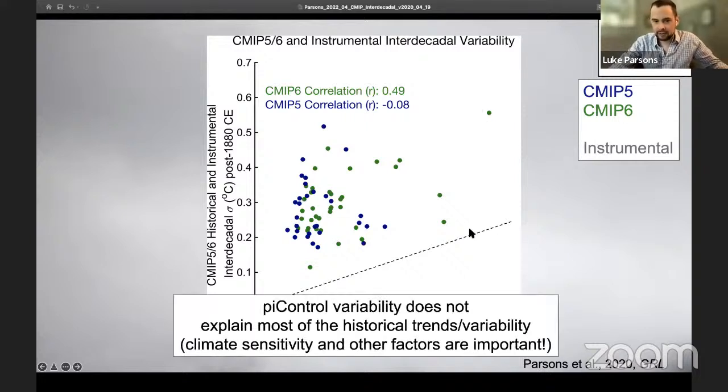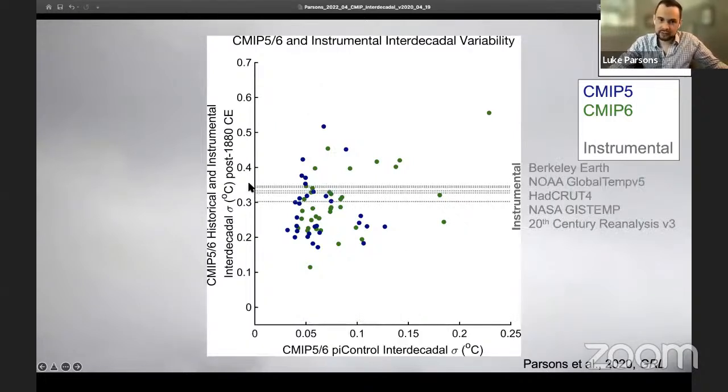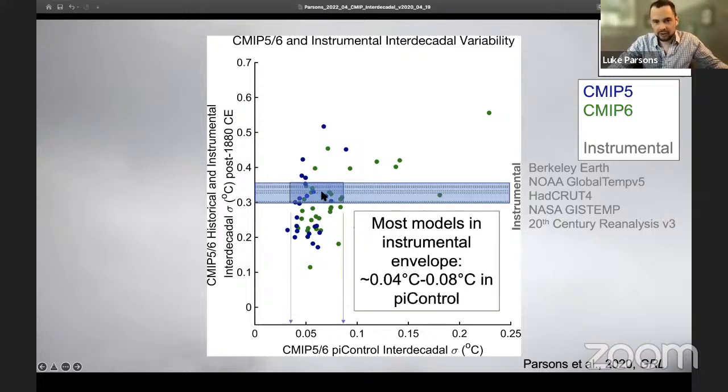So the control run variability doesn't really explain most of the historical run trends plus variability. Clearly, climate sensitivity and other factors are really important. We can't really use these, I think, as some sort of constraint. And let me help hammer this point home. Let me put the instrumental data here. So if we look at the standard deviation of interdecadal global mean climate variability plus the warming trend, this is where our instrumental data fall here. And so you can see that some of these climate models really group up within the envelope of instrumental data, even one out here does. And most of the climate models that agree with the instrumental data tend to kind of fall inside of this range here in their control runs.